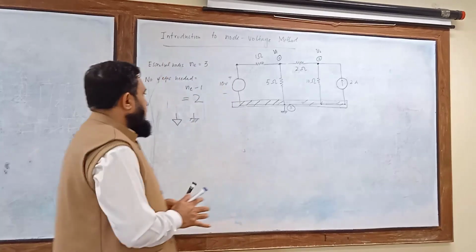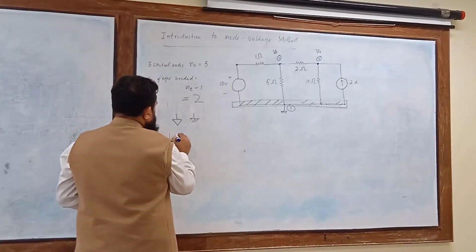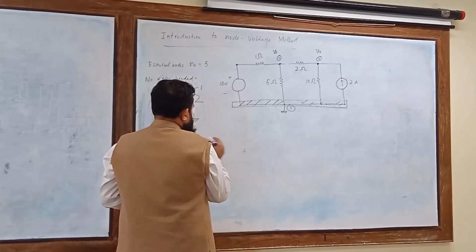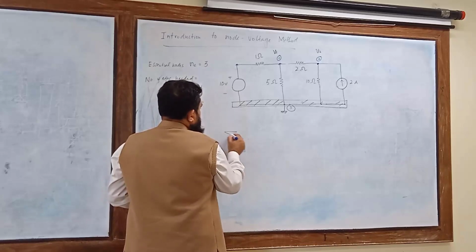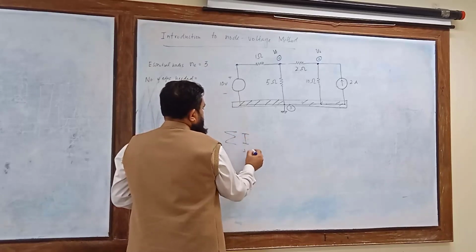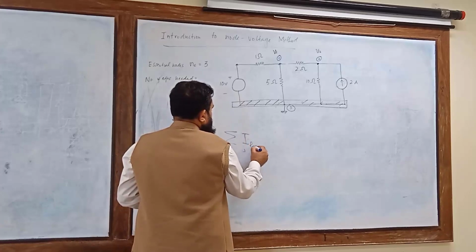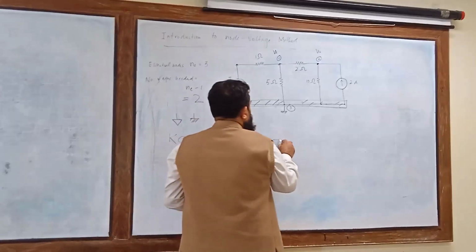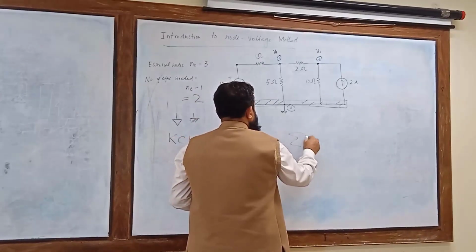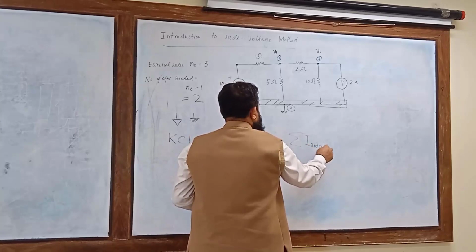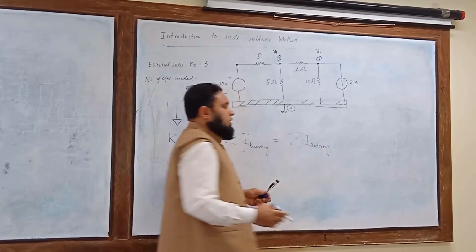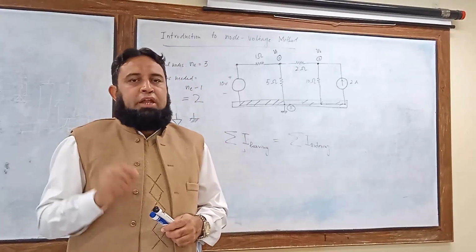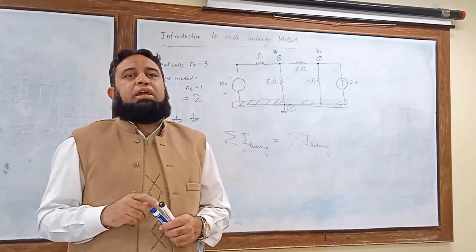So the KCL, if you just remember Kirchhoff's current law, it just states that the sum of all currents leaving the node is equal to the sum of all currents entering into a node.